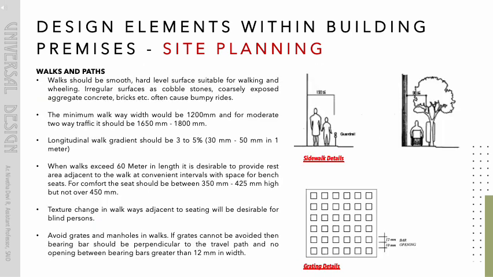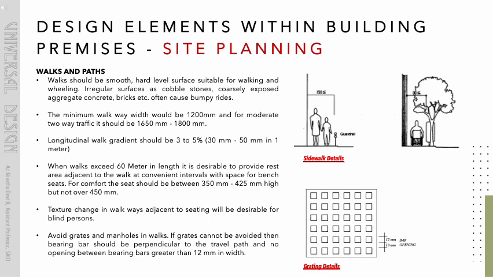Standard design, walks and paths. Walks should be smooth, hard, level surfaces suitable for walking and wheeling. Irregular surfaces such as cobblestones, coarsely exposed aggregate concrete, bricks etc. often cause bumpy rides. The minimum walkway width would be 1,200 mm and for moderate two-way traffic it should be 1,650 mm to 1,800 mm. Longitudinal walk gradient should be 3 to 5%, 30 mm to 50 mm in 1 meter.